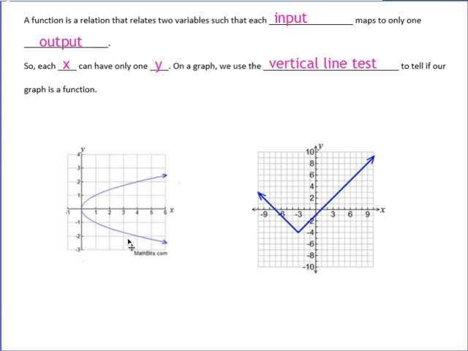y. If we are looking at a graph, we're using the vertical line test. So if I have this vertical line and I place it on the graph and it intersects with the graph at more than one place, so right here touches there and there, that is not a function. Over here, I can move this vertical line anywhere and it's only ever touching the graph in one place, so this one is a function.